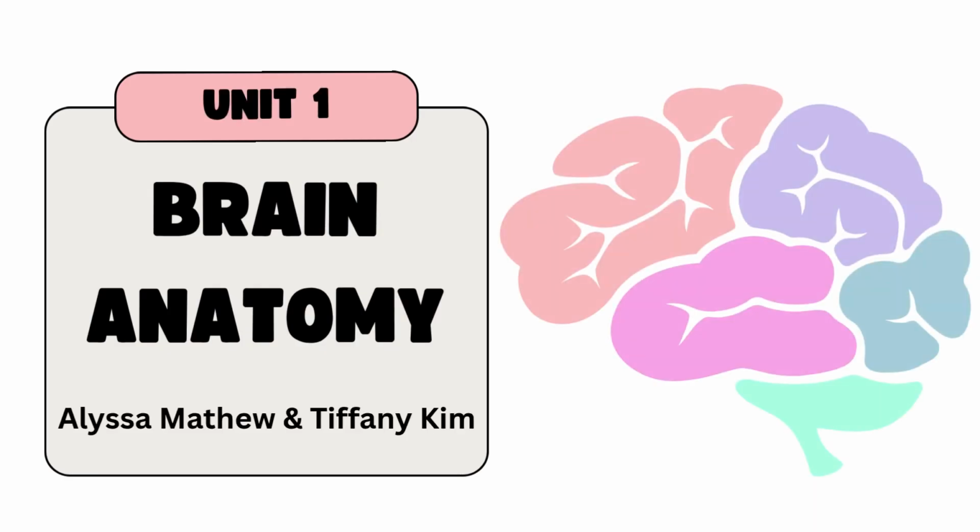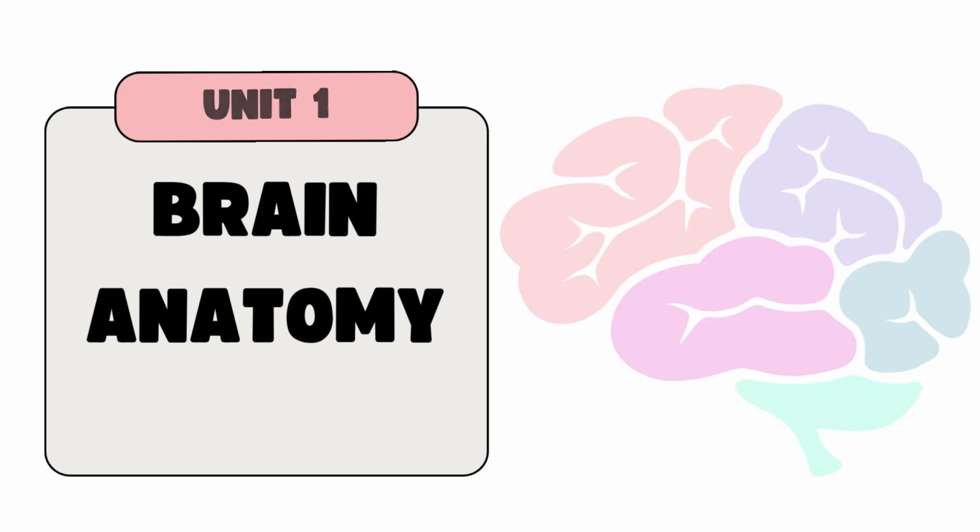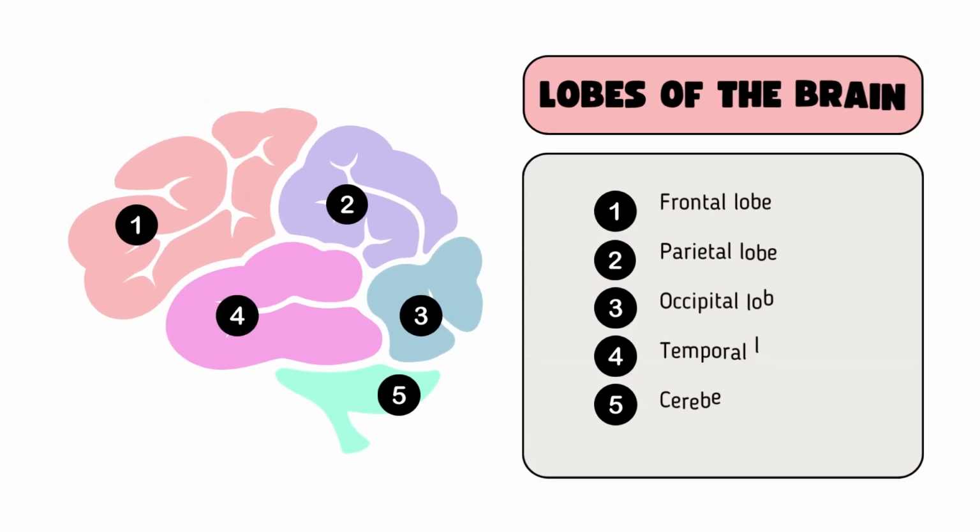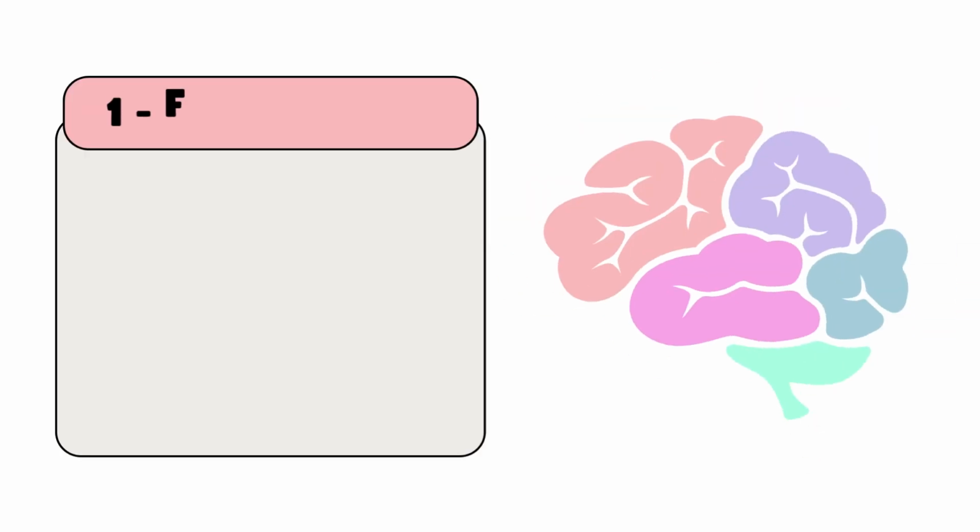And this is our review video on Unit 1, Brain Anatomy. To start off, let's just overview all the lobes of the brain. We have the frontal lobe, the parietal lobe, the occipital lobe, the temporal lobe, and the cerebellum.